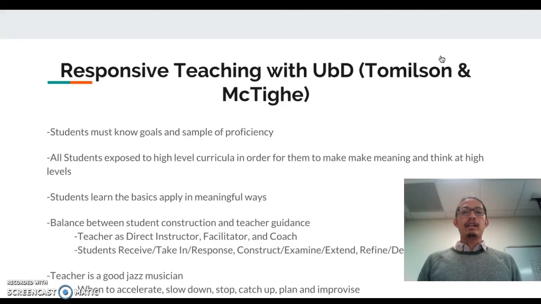Okay? Again, to sum it all up, Tomlinson and McTeague say that teachers, like a good jazz musician, must be able to know when to accelerate, when to slow down, when to stop, catch up, plan, and improvise. And I have seen this already in my student teaching, and I feel like I still have a lot to learn, but I'm still going strong and striving to be a good jazz musician.